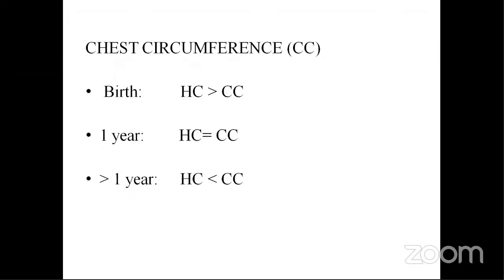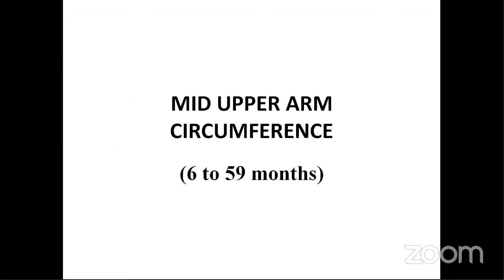One thing to remember in chest circumference is that at birth, head circumference is more than the chest circumference. They both become equal by 1 year of age. At 1 year of age, head circumference is equal to the chest circumference. After 1 year of age, chest circumference is more than the head circumference. So this much you should remember.